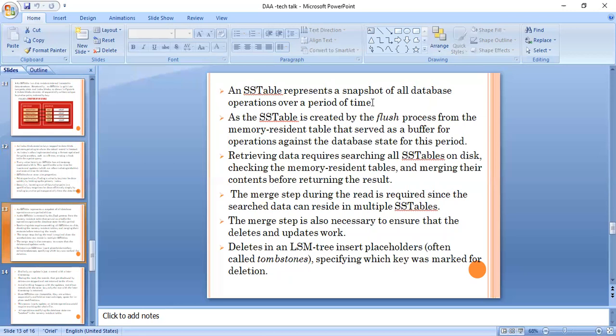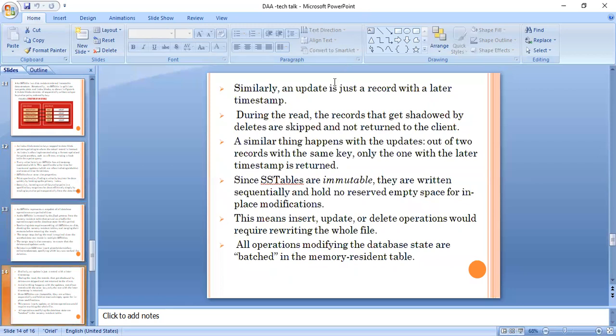Deletes in an LSM tree insert placeholders, often called tombstones, specifying which key was marked for deletion. Similarly, an update is just a record with a later timestamp. During the read, the records that get shadowed by deletes are skipped and not returned to the client. A similar thing happens with the updates. Out of two records with the same key, only the one with the later timestamp is returned.